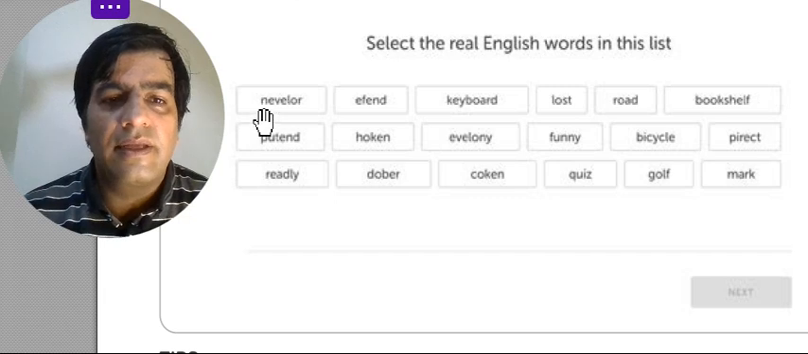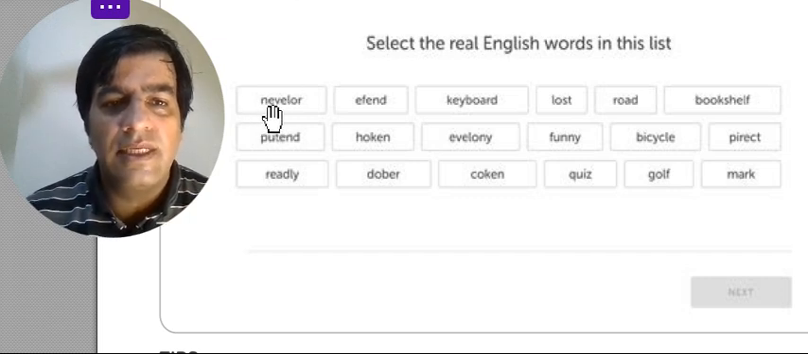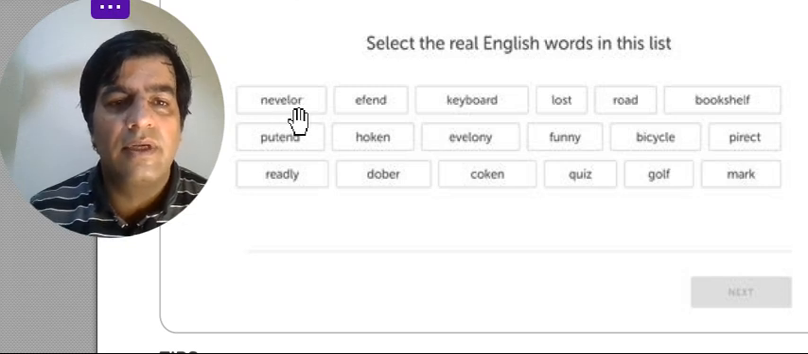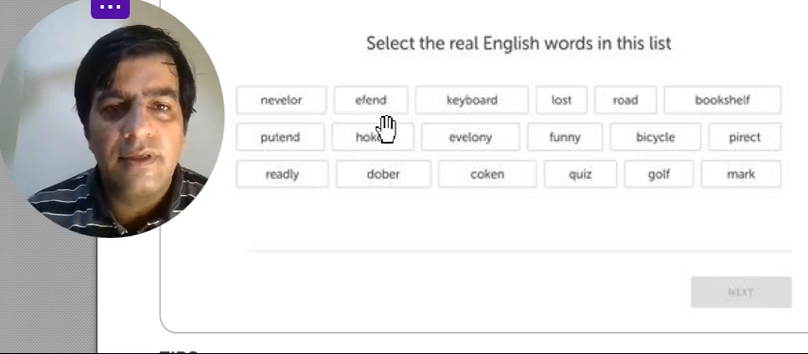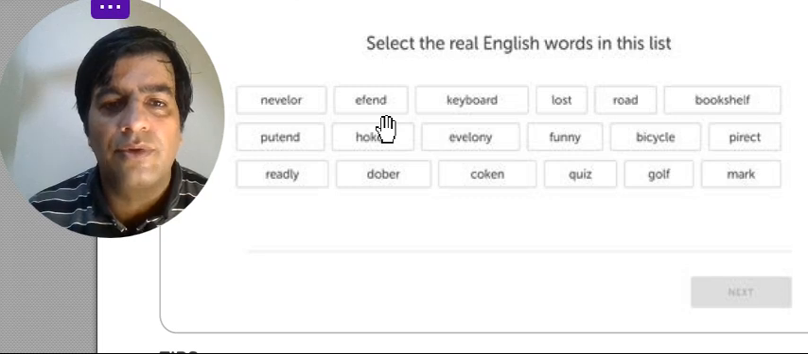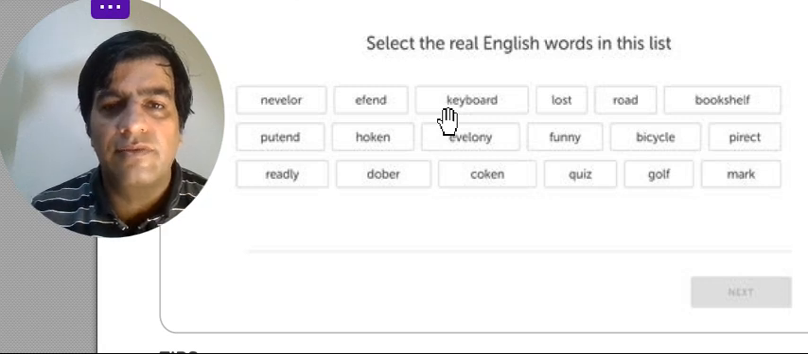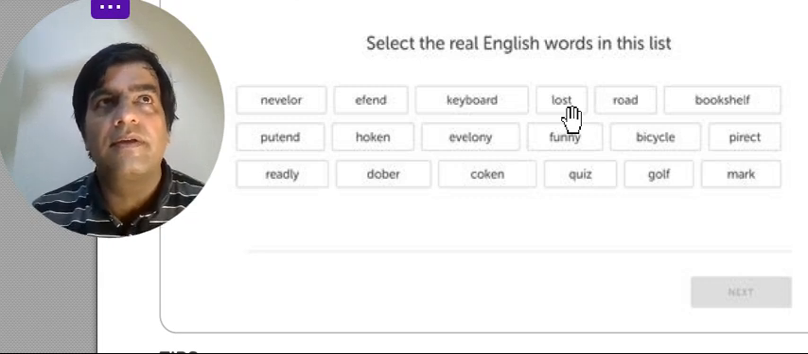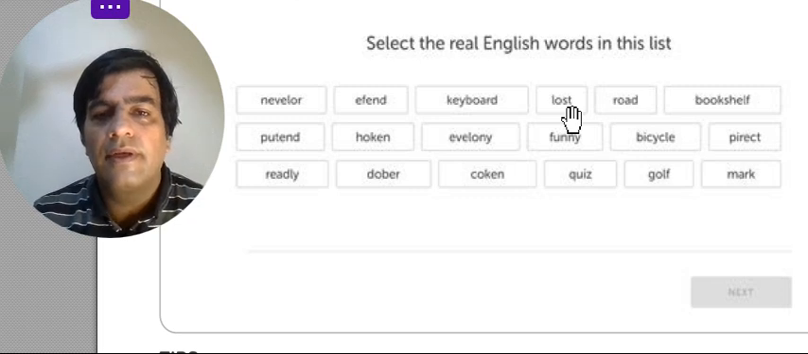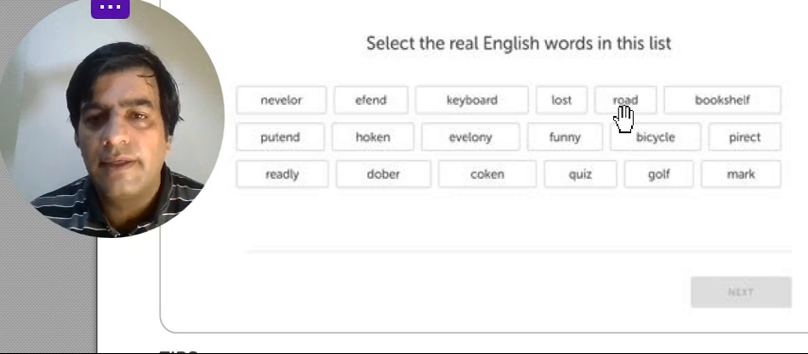Look at this assignment. This is an actual one and it's an official one. So here you can see neveler. No, it's not an English word. Then efend. No, this is again not an English word. Then keyboard, of course, everybody knows this is an English word. Next comes lost. Lost is an English word. And then comes road. Road is of course an English word.